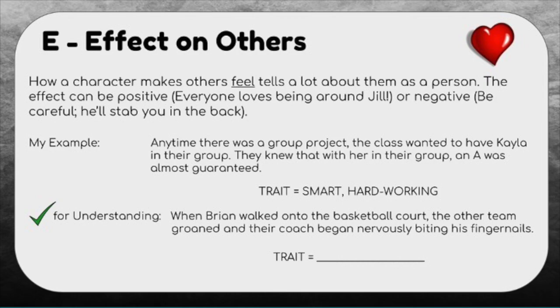So here I can tell that everyone is obviously not happy because they groan, and the coach is nervous enough that he's biting his nails. All of this is because Brian walks onto the basketball court. So I can infer that Brian is possibly very aggressive or a rough player. The coach may be nervous thinking that Brian may hurt someone while they're playing. So I can infer that Brian can be described, or I can use the character traits of aggressive or competitive to describe Brian based on the information and how he is affecting others.